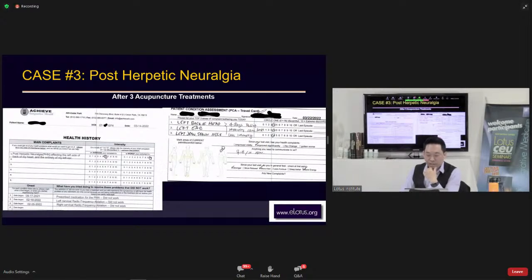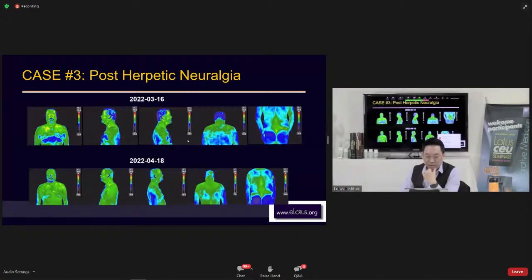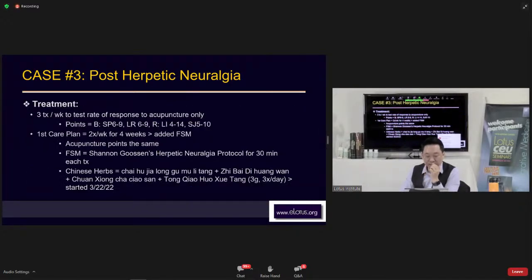This is just his intake. 322, left back of his head. So this is after, let me go back, sorry. 316, when do we start? 316. So this might actually be after 3 treatments.